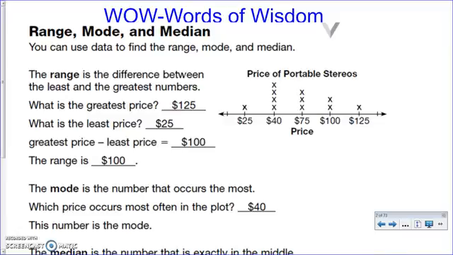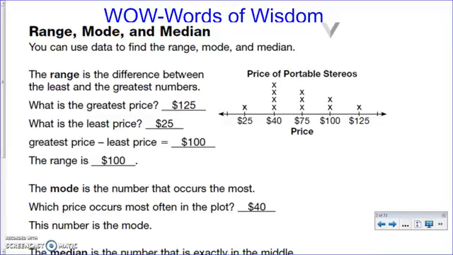The range is the difference between the least and the greatest numbers. If we look to the right at our line plot titled Price of Portable Stereos, we can see the price ranges from $125 all the way down to $25. So the greatest price, $125, minus the least price, $25, gets us $100. So there is a range of $100.